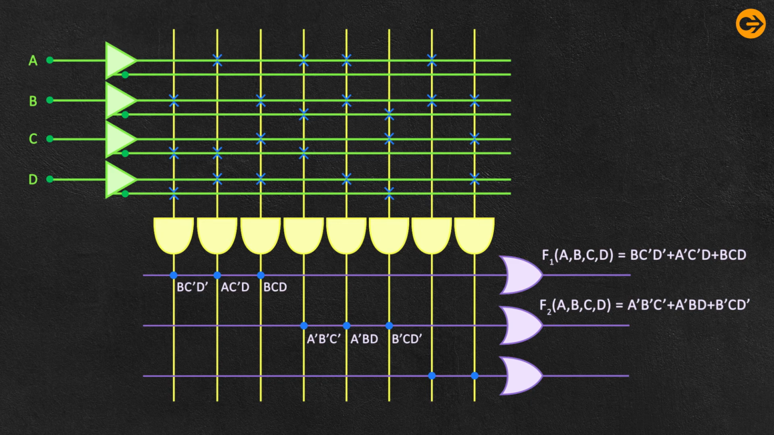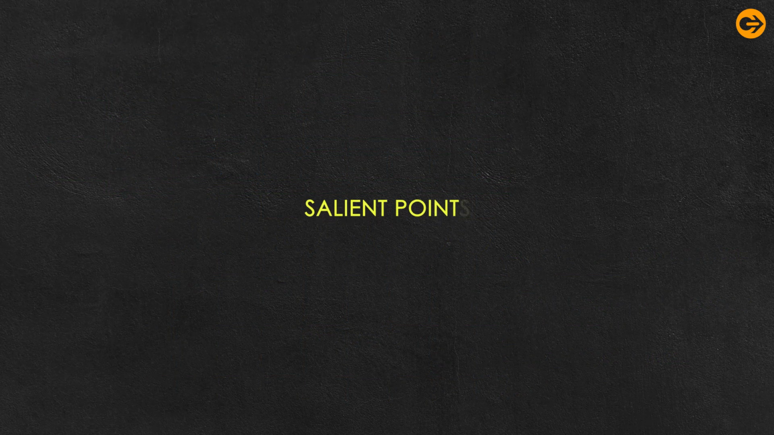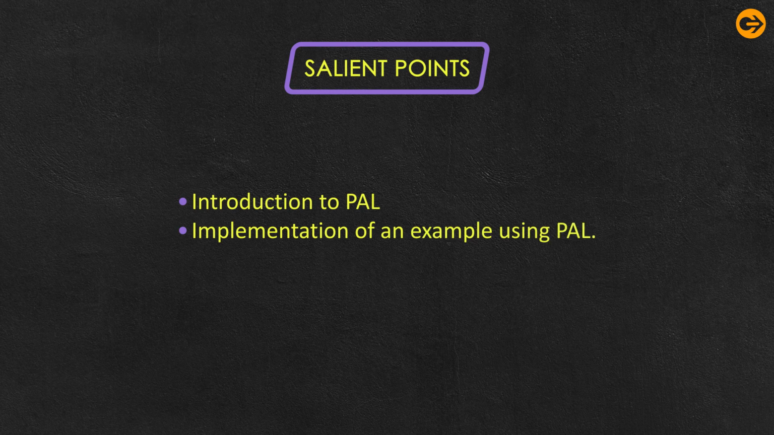Case 3. For F3(A,B,C,D) = A'B + BCD. Here A' and B, or B and C and D generates output function F3. In today's lecture, we have learned the introduction to PAL and the implementation of an example using PAL.